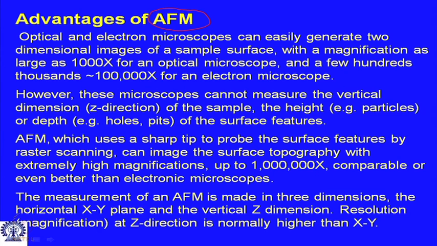AFM, which uses a sharp tip to probe the surface features by raster scanning, can image the surface topography with extremely high magnification, up to 10 million times, and that is not very important, but what is important is that you can see features which are laterally down to 1 nanometer, or tens of nanometers very easily, and vertically one can go down to 1 nanometer. And the most fundamental thing, apart from the operational aspect, AFM gives you a true 3D image. So, you have all 3 dimensions, x, y and z, accurately measured using an AFM.